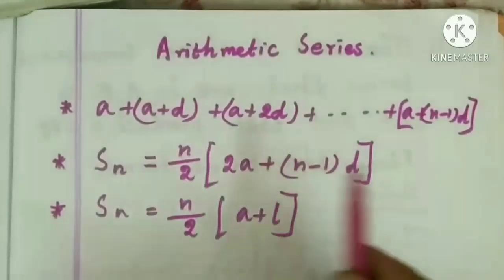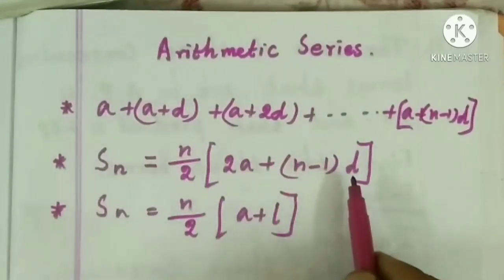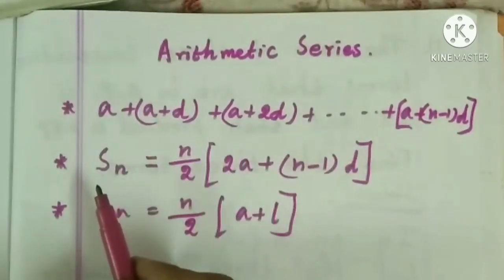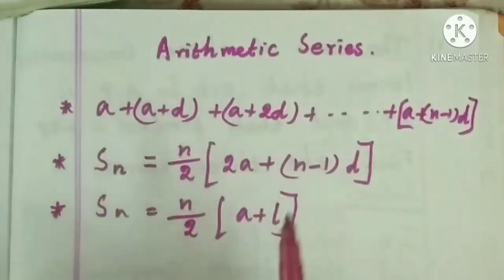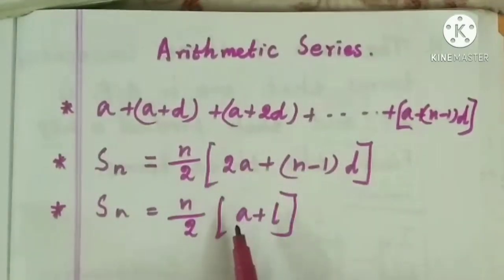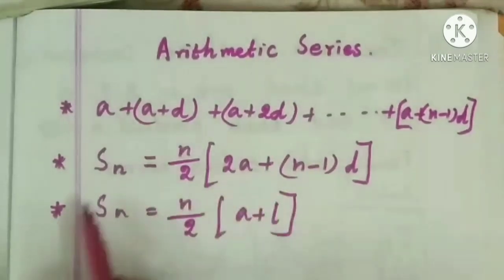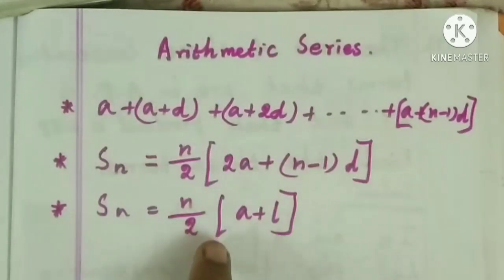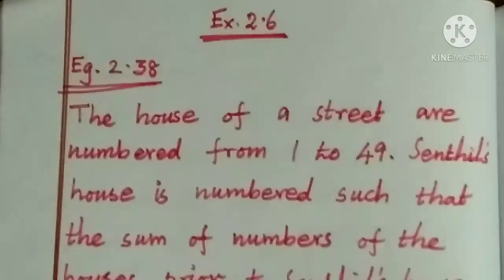In the question, when first term and common difference are given, use this formula and find the sum of n terms, or when first term and last term are given, using this formula find the sum of n terms. These are the important points to remember of this exercise. Let us see the example 2.38 of exercise 2.6.